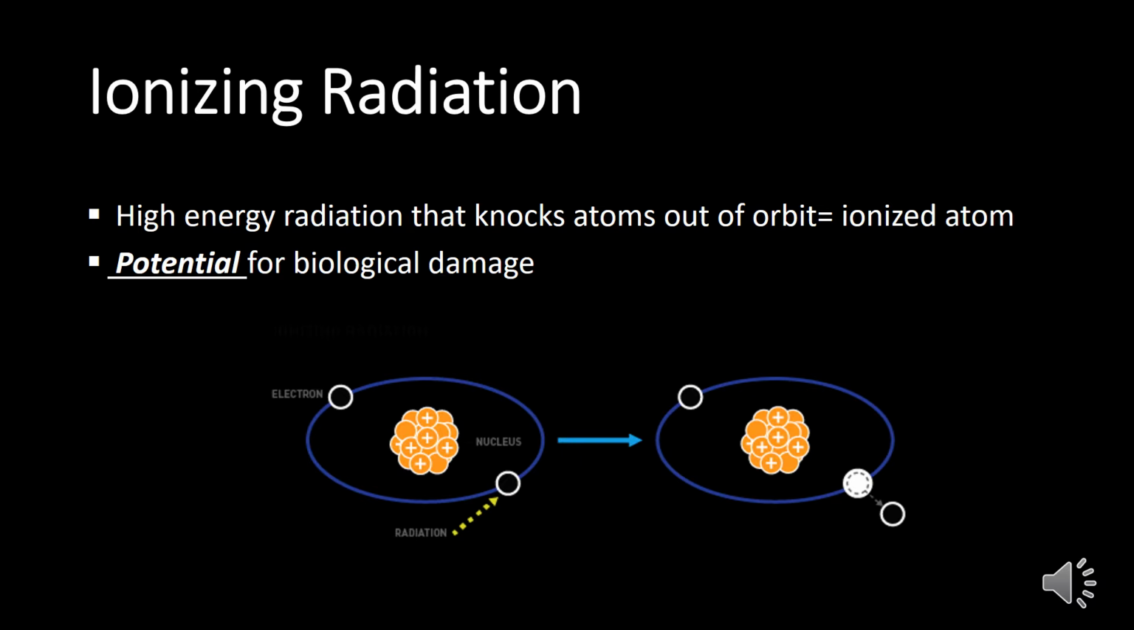So X-ray and CT are both considered ionizing radiation because they use X-ray photons. It's not a guarantee that biological damage is going to happen. It doesn't mean that the patient is going to have cellular damage because they're having an X-ray or CT, but the potential is there. That's why we limit dose in X-ray and CT. We want to limit the patient's exposure to that ionizing radiation.